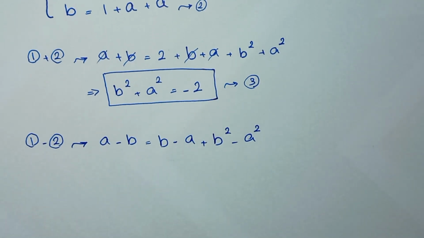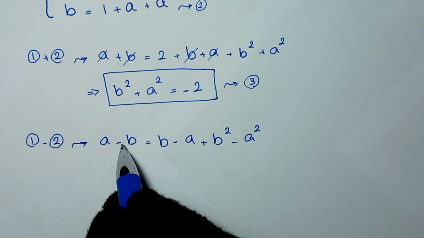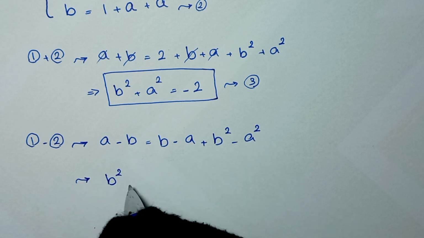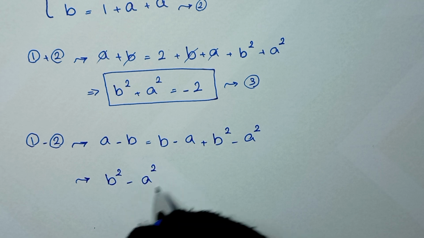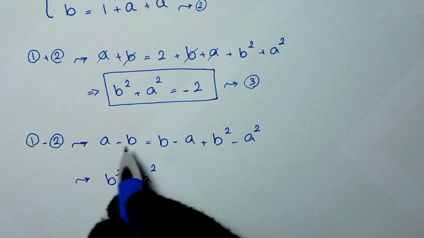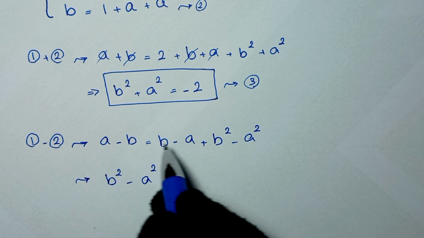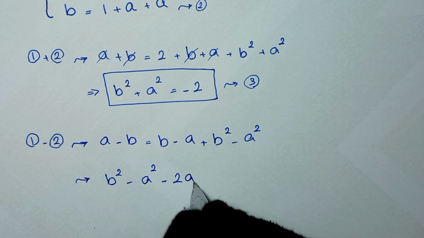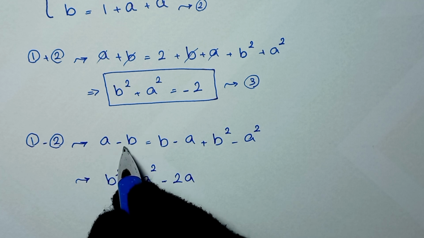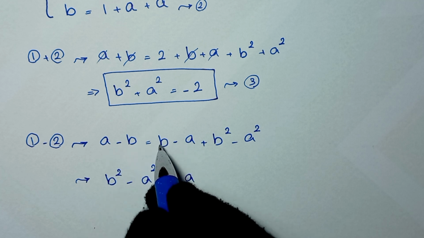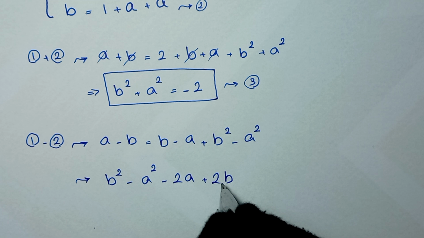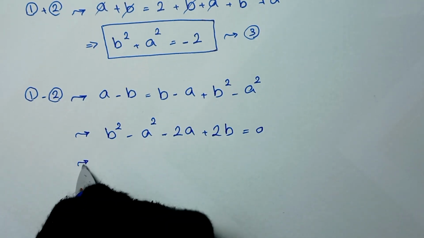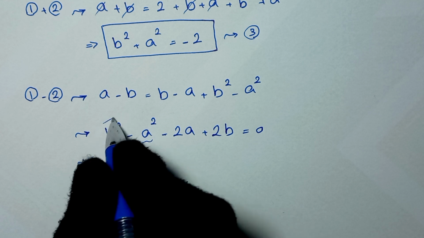And in next step, we take this a and negative b to this side, and it will be, in here we have b square minus a square, and in here we have negative a, and this a to this side, it will be negative a minus this negative a, it will be negative 2a, right? And this negative b to this side will be positive b, and plus this b, it will be 2b, and is equal to 0.